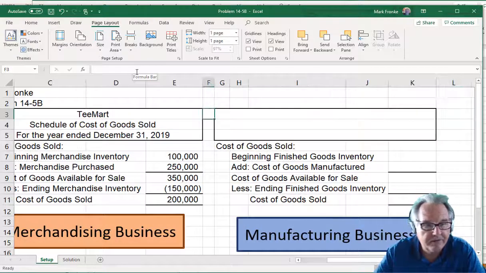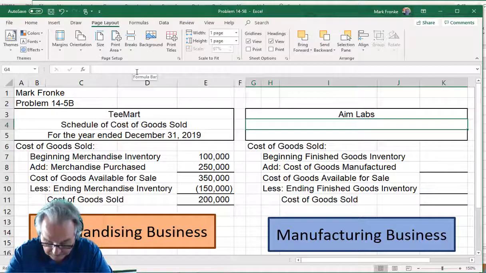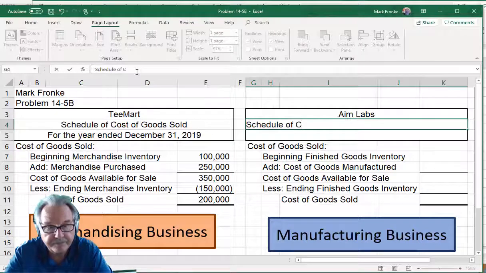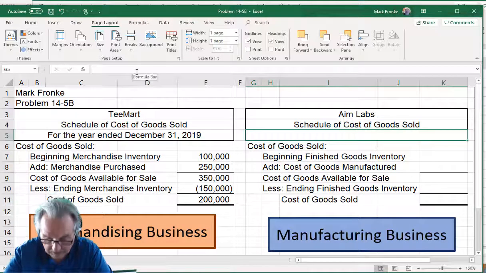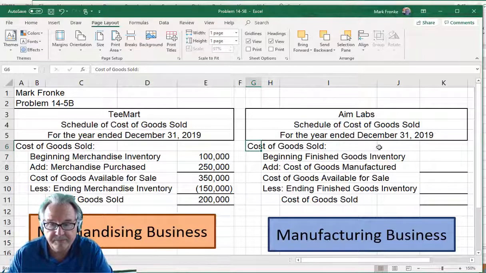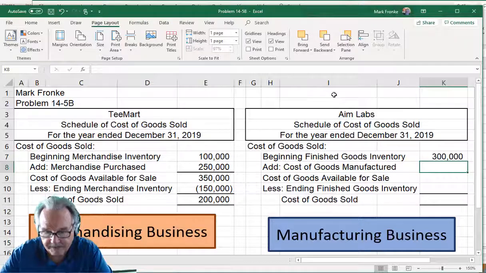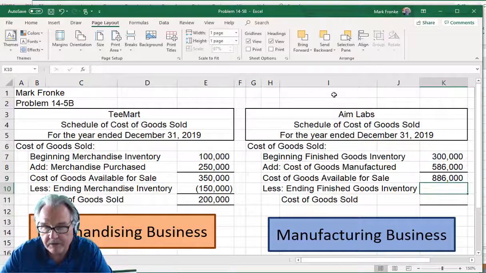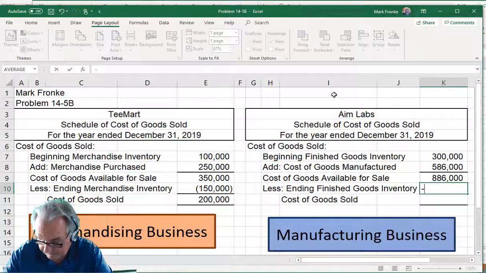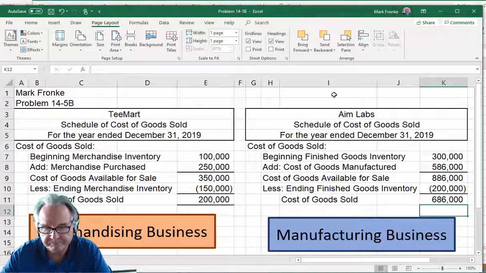And over here we have the AIM Labs. This is a schedule of cost of goods sold. Again, I can just link, because it's still for the year ended December 31, even though it's a different company, we're just comparing. Beginning inventory was 300,000. This is finished goods inventory. We made 586,000 during the year. So our goods available is 886,000. Ending finished goods inventory, 200,000. So cost of goods sold is $686,000. Easy peasy.